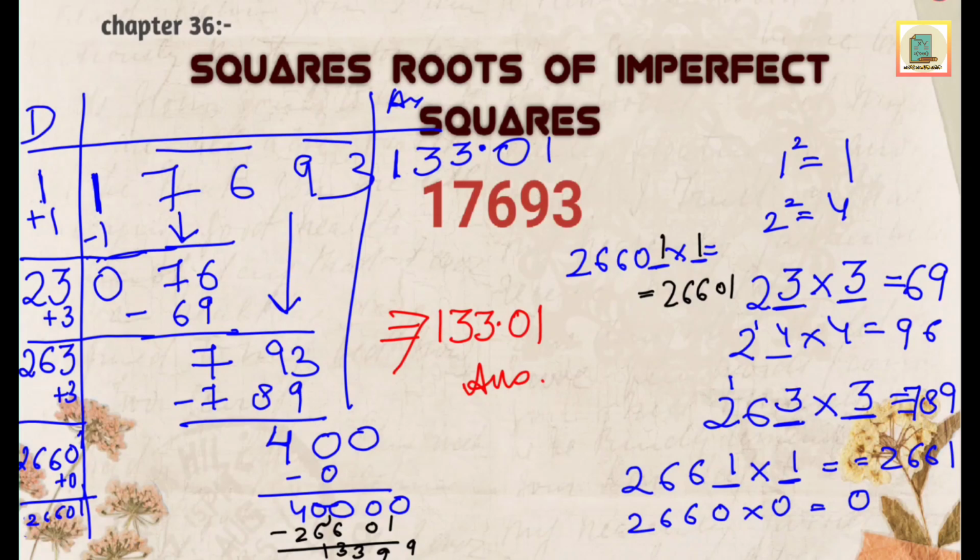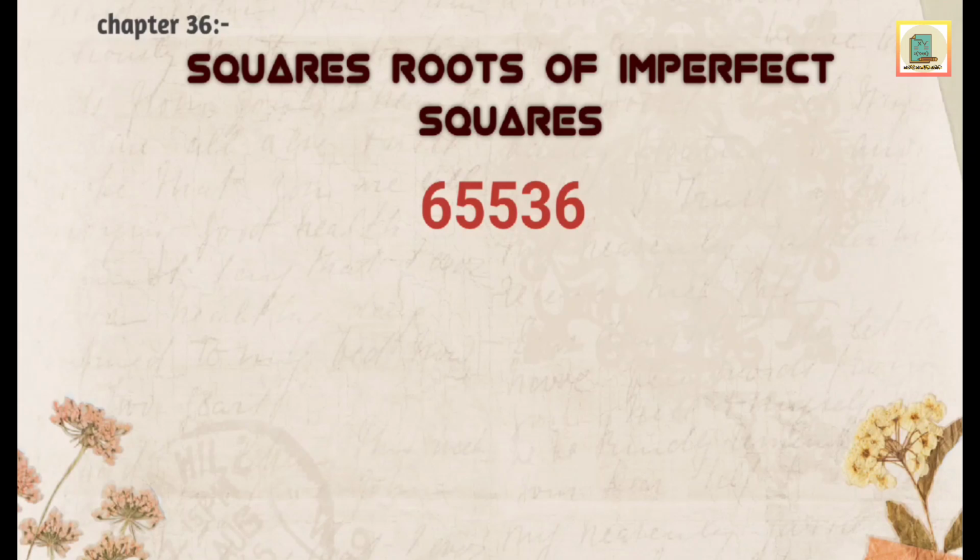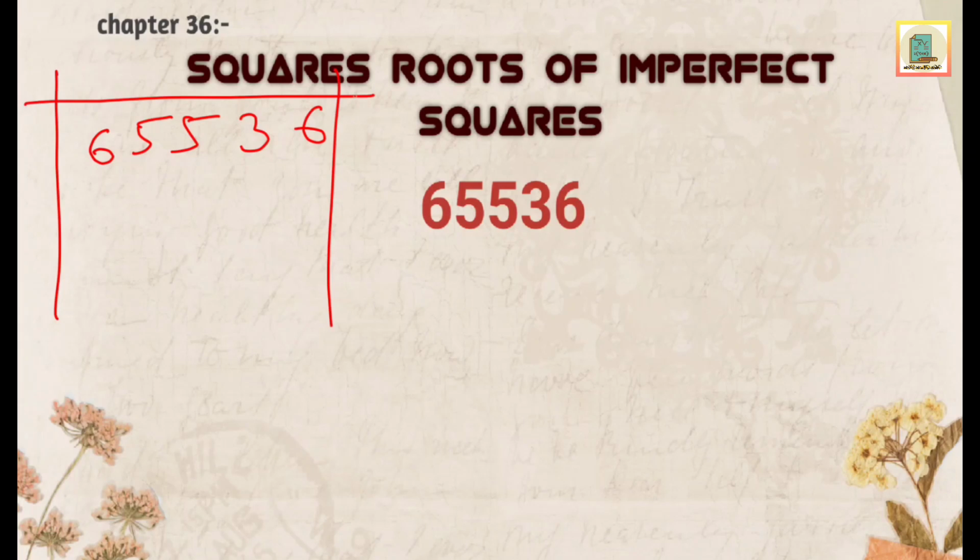Now let's take the last example. So here we have to find the square root of the number 65536. Now let's arrange the digits. So 6, 5, 5, 3, 6. Now this side we'll write the answer and here we'll write the divisor. Now let's arrange the digits first. So 36 as one pair, 55 as one pair and 6 is single over here.